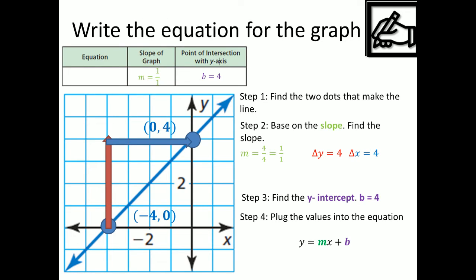Plug the values back into the equation of y equals mx plus b. You get y equals 1 over 1x plus 4. Sometimes you could see it as y equals 2x plus 4 as well.